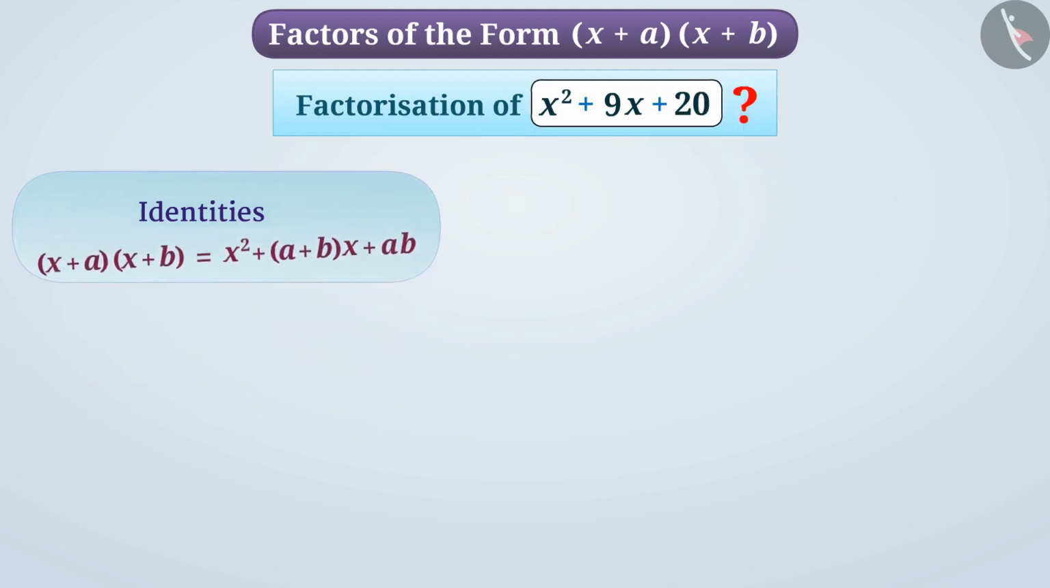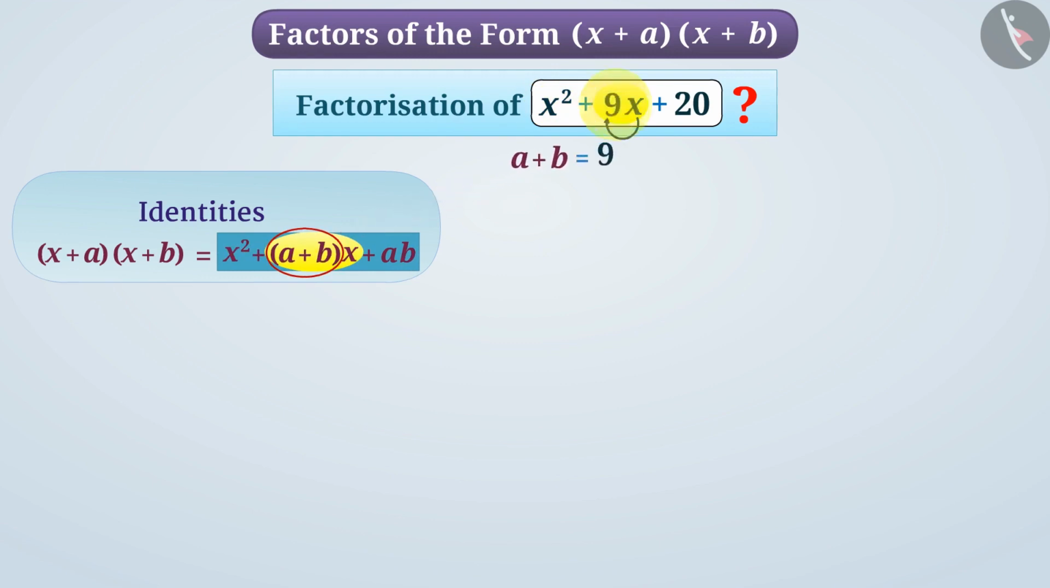According to this identity, if we compare this expression with the right side of the identity, we see that the coefficient of x² is 1, just like the right side of the identity. In the same way, the coefficients of the second term in both expressions give a + b = 9, and the constant terms in both expressions give ab = 20. Now we will find the values of a and b so that both these conditions are satisfied.